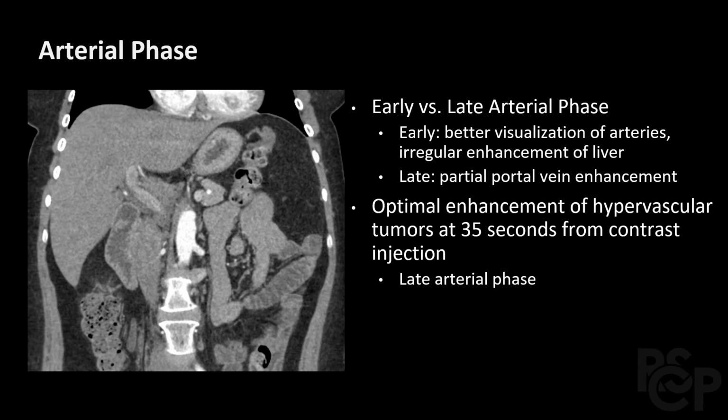The arterial phase is divided into early and late arterial phases. During the early phase, we have better visualization of the arteries and we notice irregular enhancement of the liver. During the late phase, we see partial portal vein enhancement. Optimal enhancement of hypervascular tumors occurs at 35 seconds from contrast injection. This is the time needed for the contrast to get from the peripheral vein to the hepatic artery and to diffuse into the liver lesion.